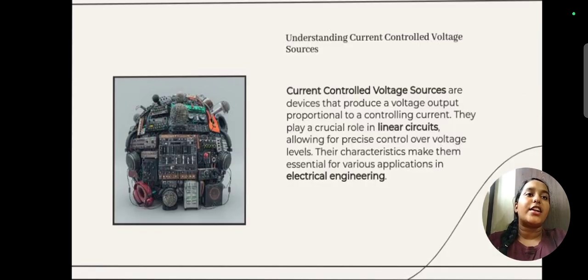Understanding the current controlled voltage source. Current controlled voltage sources are devices that produce a voltage output proportional to the controlling current. They play a crucial role in linear circuits, allowing for precise control over voltage levels. Their characteristics make them essential for various applications in electrical engineering.